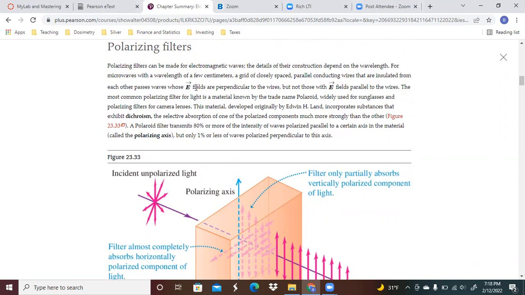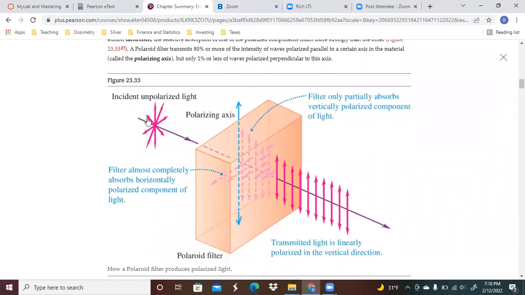So polarizing filters can be made for electromagnetic waves. The details of the construction depend on the wavelength. For microwaves with a wavelength of a few centimeters, a grid of closely spaced parallel conducting wires that are insulated from each other passes waves whose electric fields are perpendicular to the wires. So in other words, we've got incident polarizing light. We've got filters right here, and they almost completely absorb horizontally polarized components of the light. So the transmitted light is linearly polarized in the vertical direction.